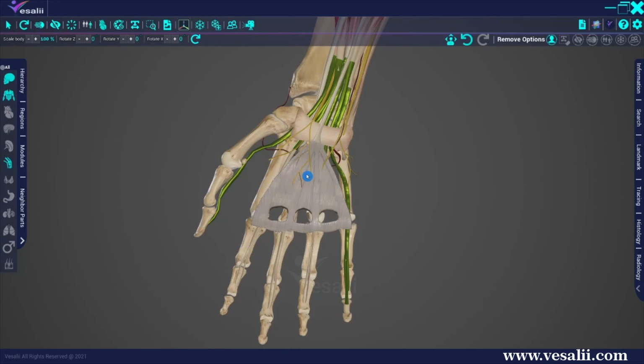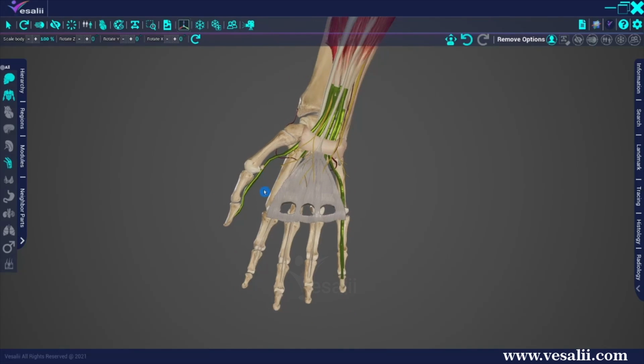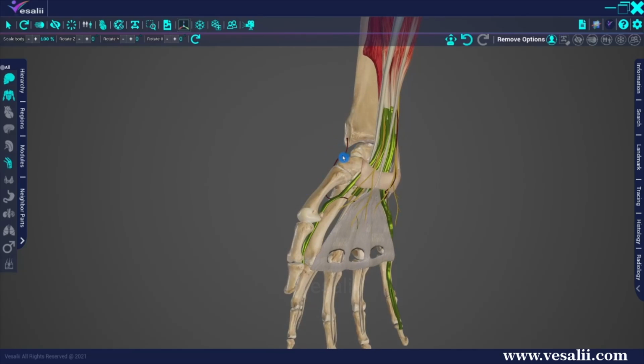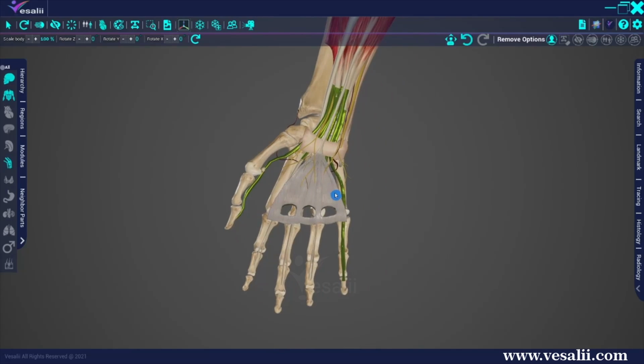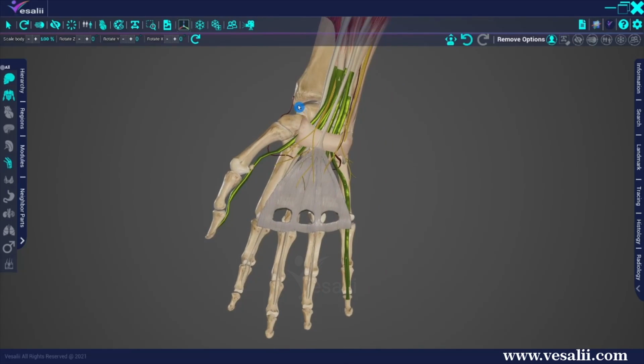Upon finishing this tutorial, you will be able to identify the structures on the anterior aspect of the wrist, the structures on the posterior aspect of the wrist, and the anatomical snuff box, which is an important area on the lateral side of the wrist.